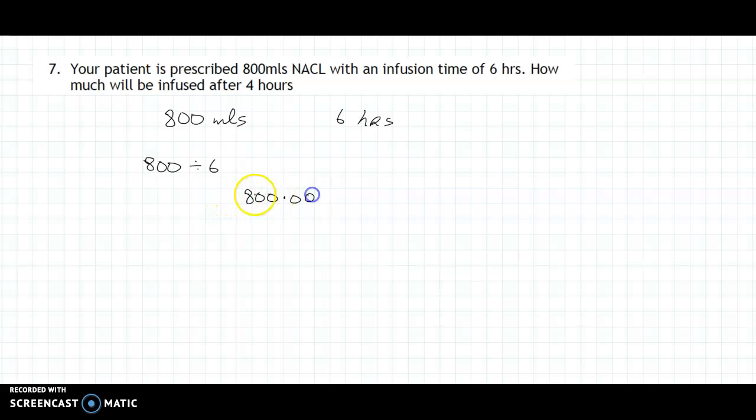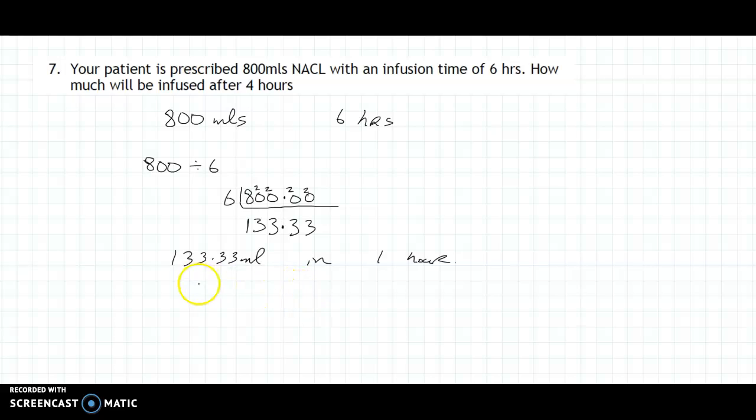let's add on a decimal point there and a couple of zeros. 800 divided by 6, 6 into 8 goes once, 2 remaining, 6 into 20 goes 3 times, and 2 remaining, 6 into 20 goes 3 times, and 2 remaining, and down a decimal point, 6 into 20 again, see we're repeating here, 3 6s are 18, so it goes in 3 times and 2 remaining, etc. So approximately 133.33 mils in 1 hour.